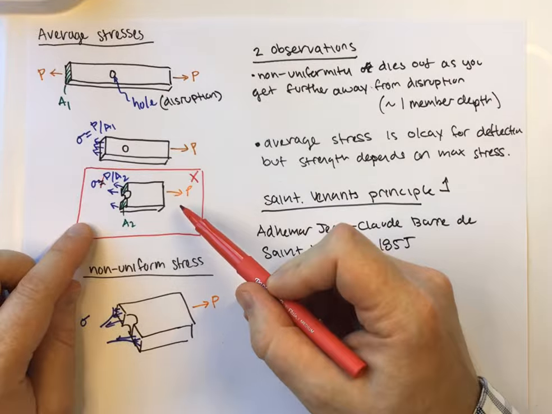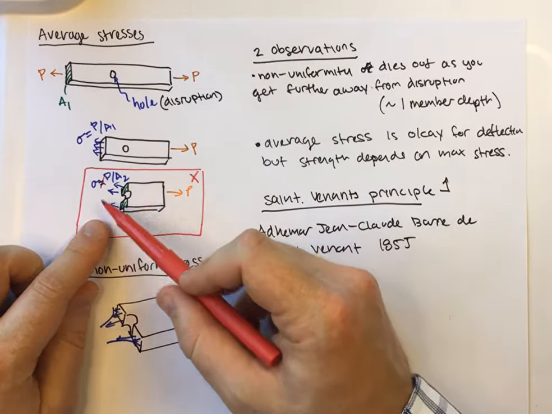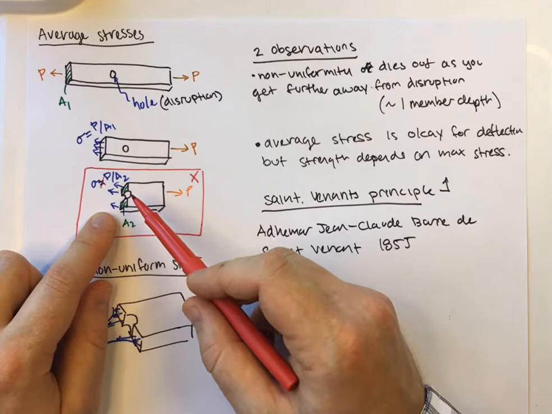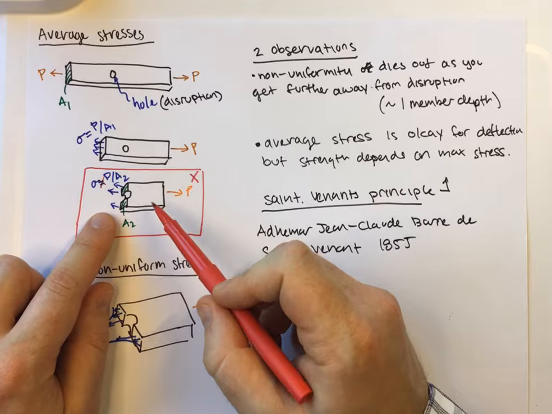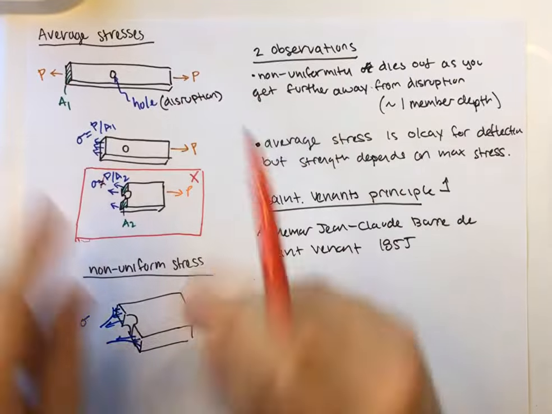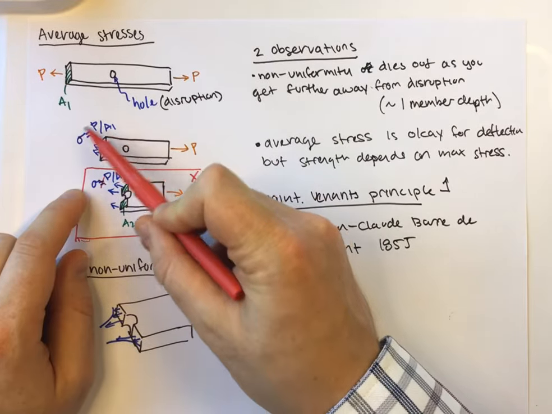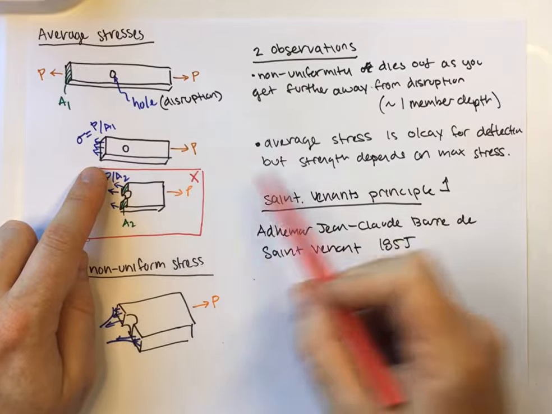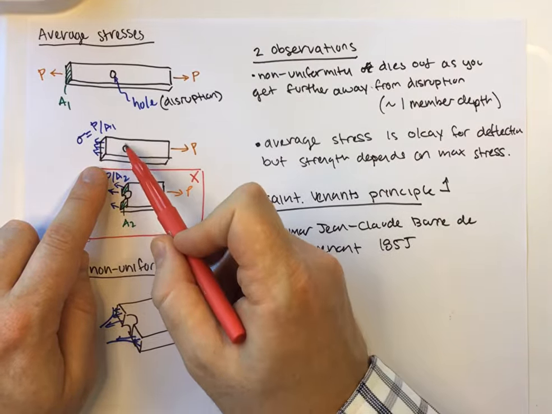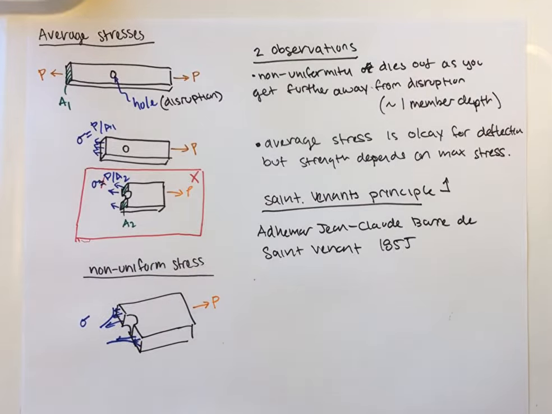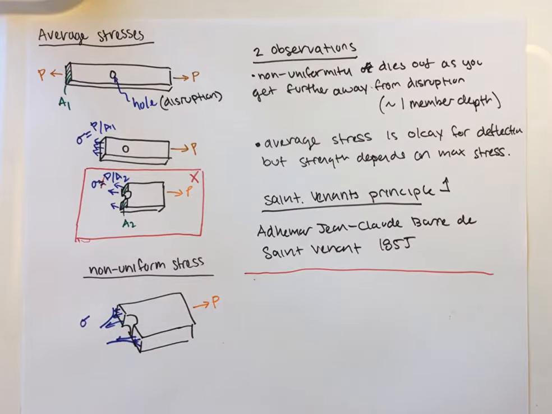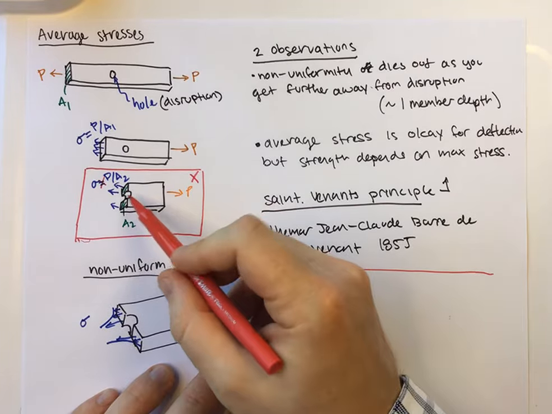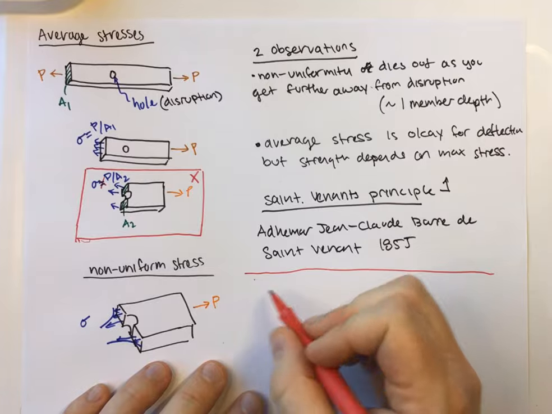So, while you can't rely on the average stress always giving you a clear picture of the strength of a member, you can assume the average stress will tell you something about the deflections. And if you're concerned about figuring out the stress at some point that's greater than one member depth away from a disturbance or a disruption, then the average stress is going to be pretty close. And that's going to help us all the time in engineering. Makes things easy for us, not having to worry about these disruptions a lot of the time.